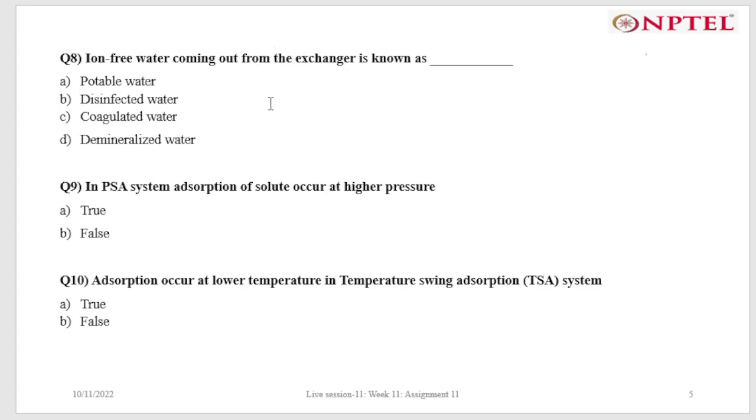Moving to question 8. Ion free water coming out from the exchanger is known as... It is a simple one. Can anyone tell the answer? Option A, portable water. No, wrong. If we remove the ions from the water, that's called DI water or demineralized water. That's known as demineralized water. Getting or not? Yes, sir.